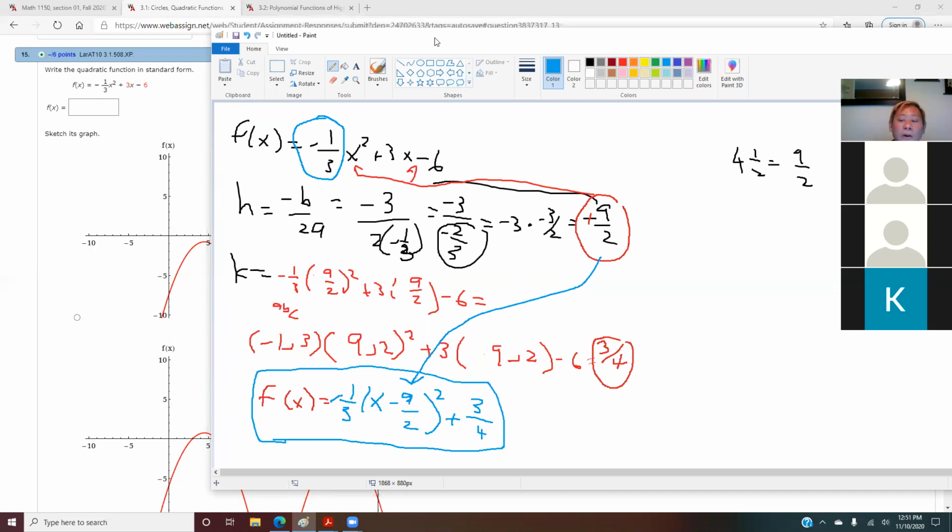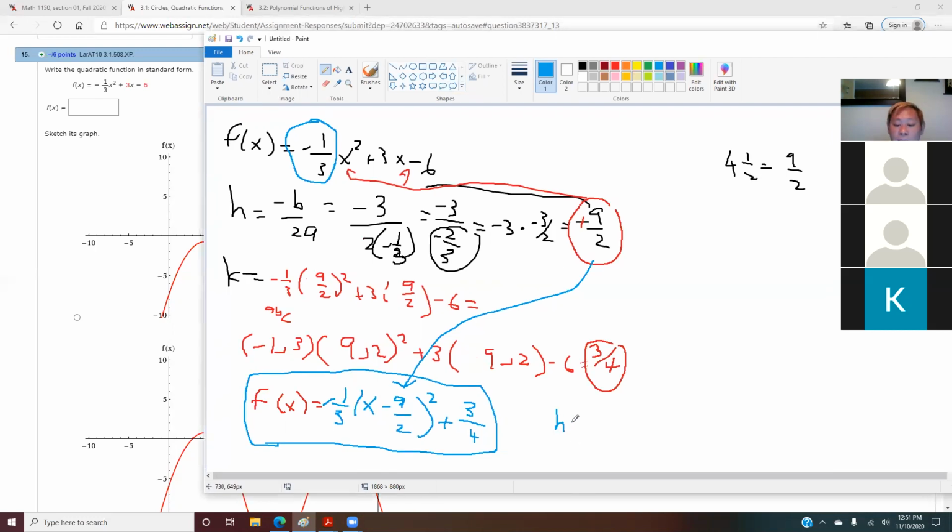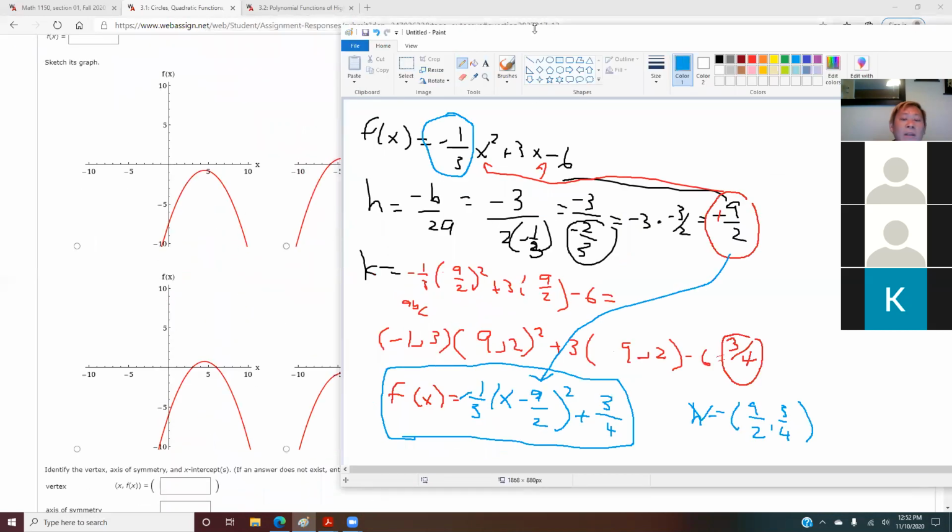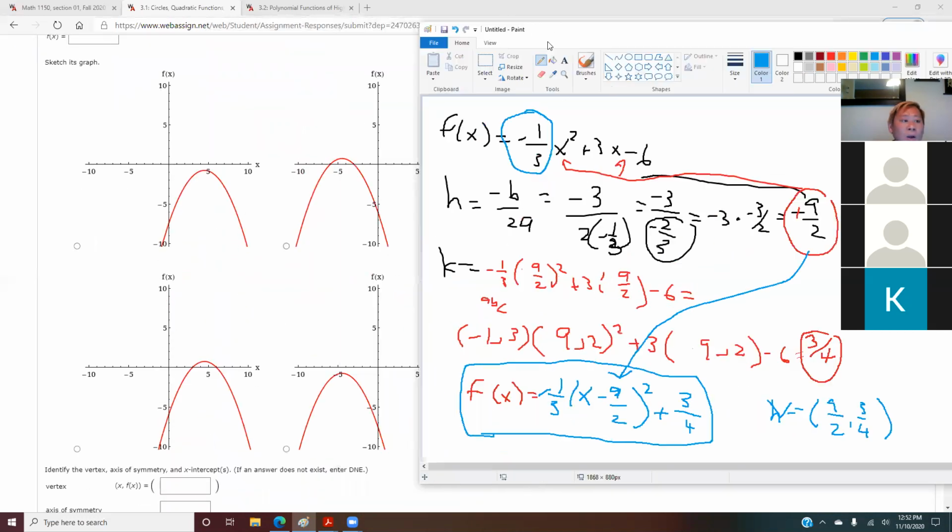Next, what is your vertex? Your vertex in this case is (H, K), which is (9/2, 3/4). Again, this is in quadrant 1. So which graph of this shows the vertex is in quadrant 1?